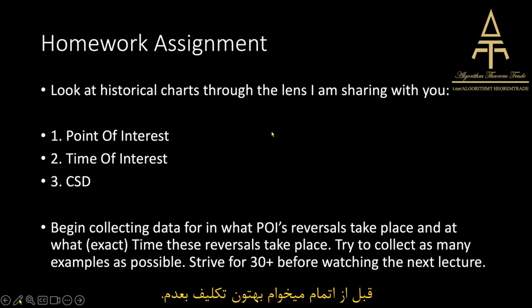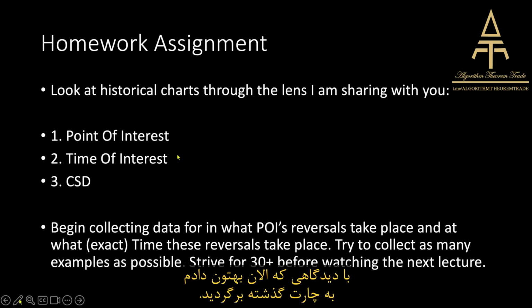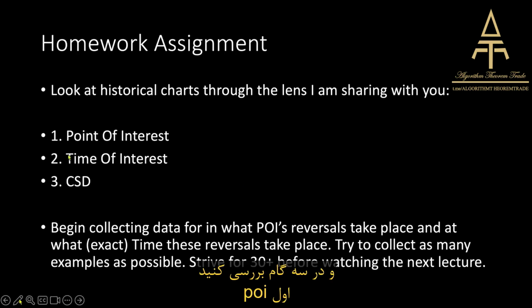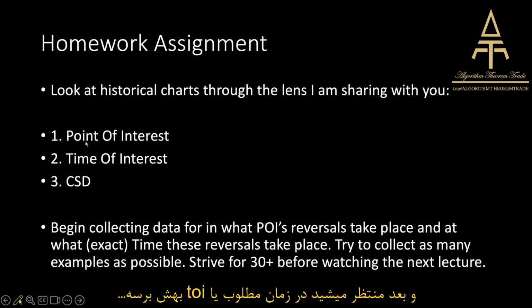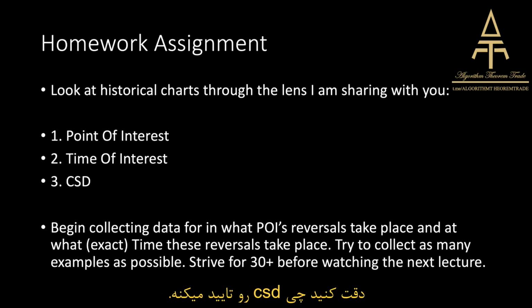I want to give you a homework assignment before going into next week's lecture. First of all, I want you to take a look at historical charts through the lens that I have been sharing with you thus far. I want you to take a look at 3 steps. First of all, point of interest, meaning that you must determine a point of interest after you have already determined, of course, the order flow, if the market is bullish or bearish. Once you have determined your point of interest, you're waiting for your point of interest to be reached during the time of interest, during the right time of day, and we're then going to wait for a change in the state of delivery.